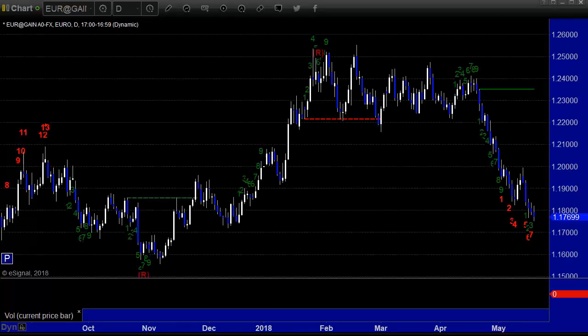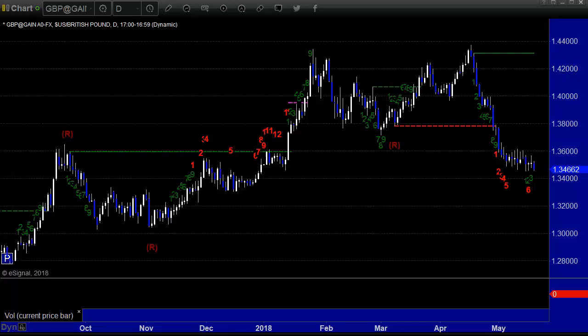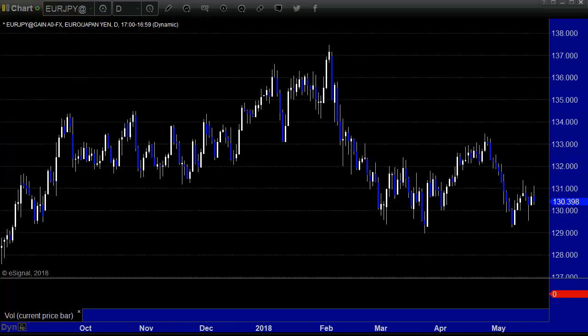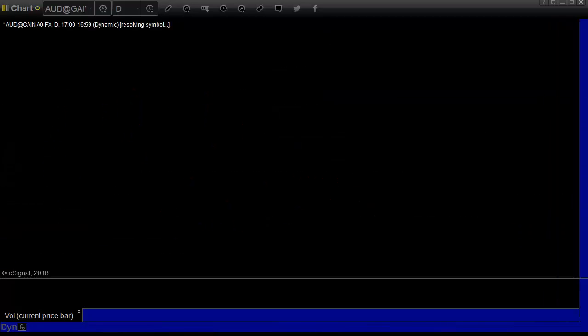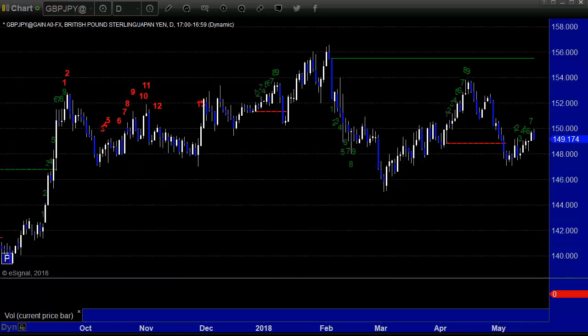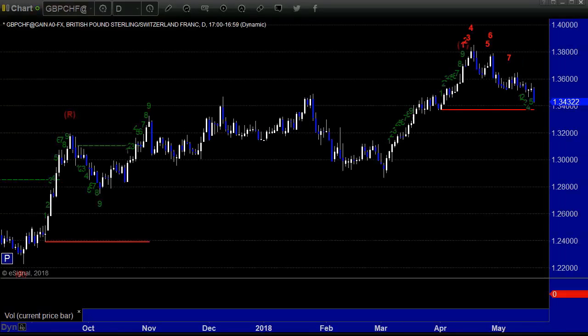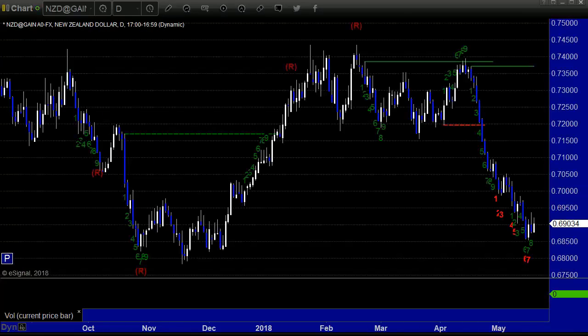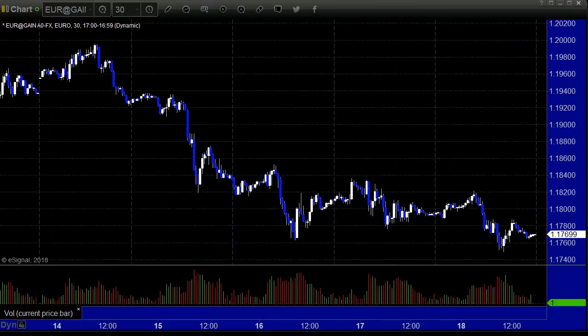So the euro dollar is down, the inverse of the dollar index, as the dollar continues to contract. Pound dollar, wow, look at that. Look how narrow the last 2 weeks have been on the pound. Just horrible. Euro yen has not gone anywhere as well. Aussie dollar also going nowhere. Pound yen, pound Swiss, not much there as well. New Zealand dollar, nothing.